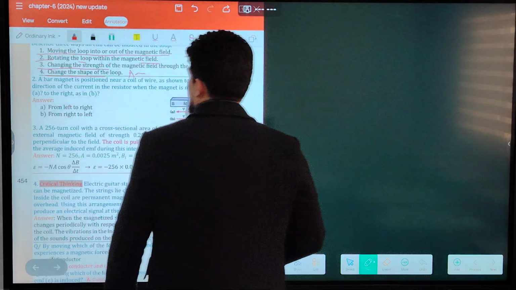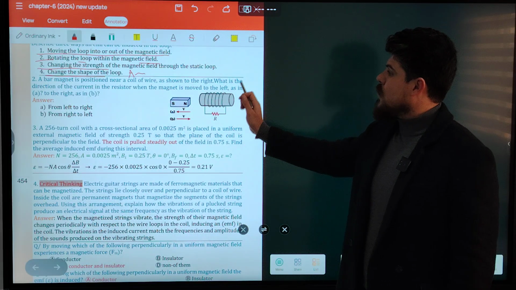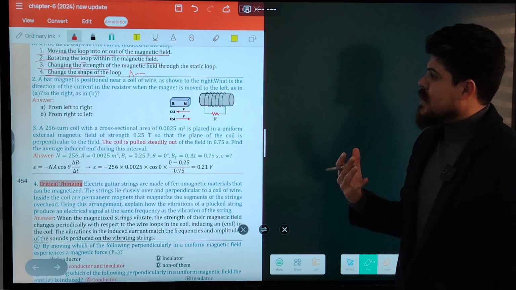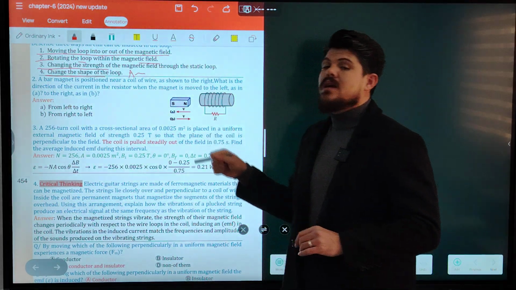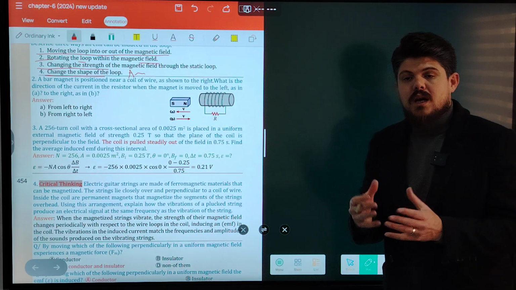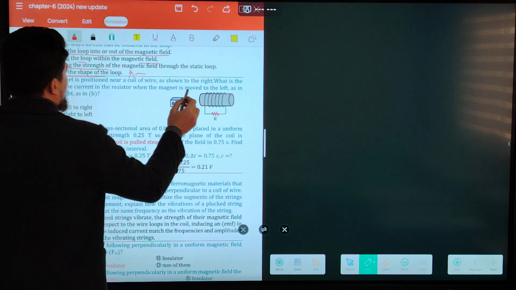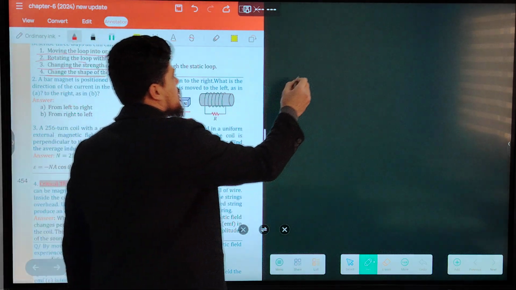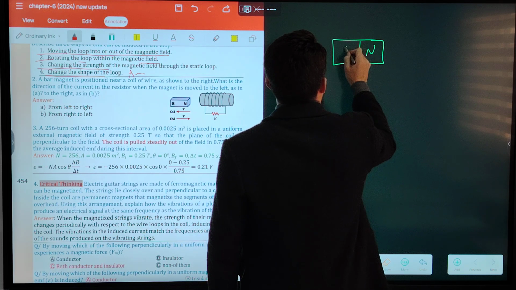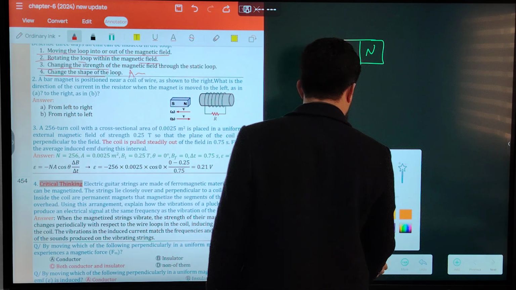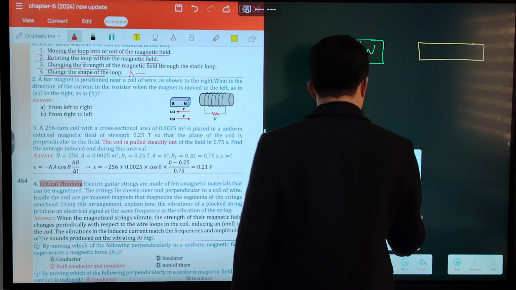Question 2. A bar magnet is positioned near a coil of wire as shown in this figure. What is the direction of the current in the resistor? What is unknown? The direction of the induced current in the resistor. We have a bar magnet and we have a coil of wire. We have two situations. When the magnet is moving to the left, this is the magnet, it has north and south, and this is a coil of wire.